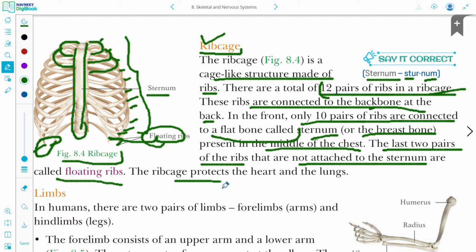The rib cage protects the heart and the lungs. Rib cage का main function क्या है? कि it protects heart and lung. ठीक है, this is the function of rib cage.